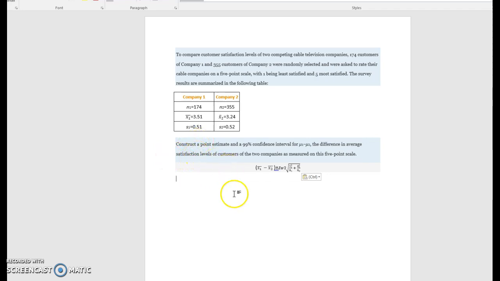Construct a point estimate and a 99% confidence interval for mu1 minus mu2, the difference in average satisfaction levels of customers of the two companies as measured on this 5-point scale.